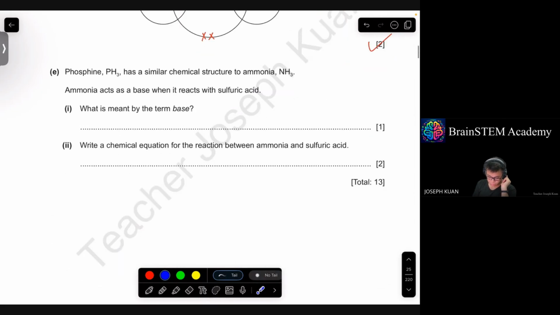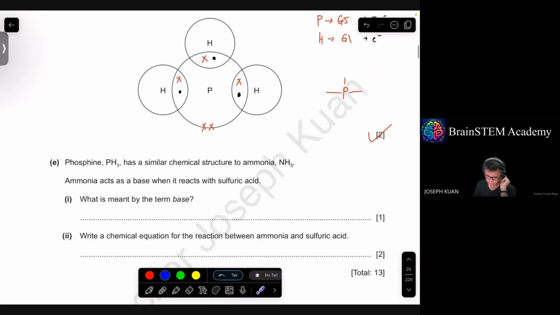Let's move on to the next question, which is this molecule has a similar chemical structure to ammonia, NH3. Ammonia acts as a base when it reacts with sulfuric acid. What is meant by the term base? Pretty straightforward. It's a proton acceptor.